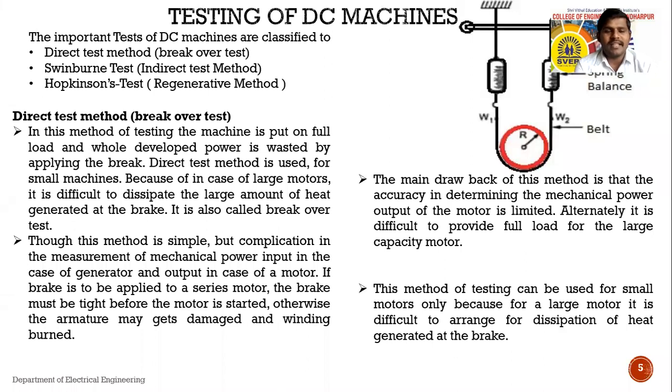So the direct method is also called the brake test. In a direct method of testing, we directly put load on the machine. We will see in detail how the Swinburne test comes under the indirect method of testing, and the Hopkinson test is the regenerative method of testing. Can anyone tell what the meaning of direct and indirect is?